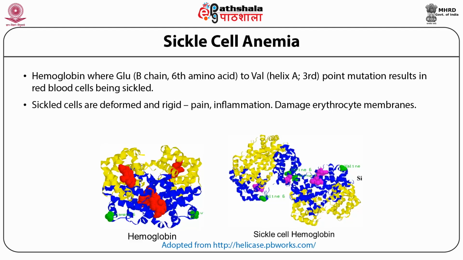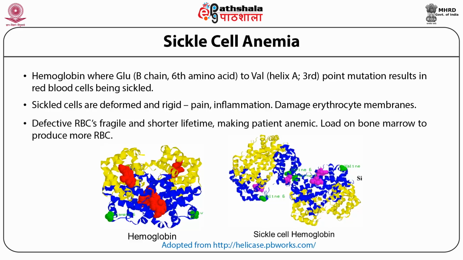These sickle cells are deformed and rigid, which causes pain and inflammation, and also damages the erythrocyte membranes, due to which this hemoglobin cannot carry any more oxygen. Defective RBC is fragile and shorter in lifetime. A patient who has this disease is anemic, and it's a very heavy load on the bone marrow, which produces the RBC.